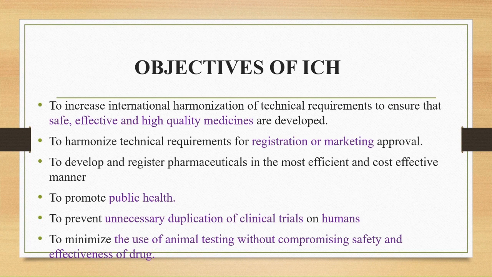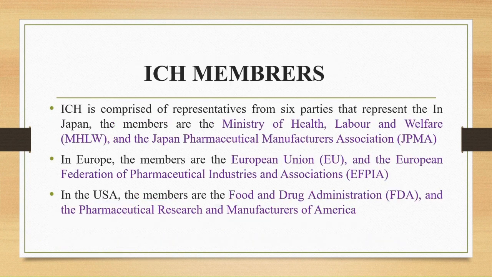Now we will see the objectives of ICH. To increase international harmonization of technical requirements to ensure that safe, effective and high quality medicines are developed. To harmonize the technical requirements for registration or marketing approval. To develop and register pharmaceuticals in the most efficient and cost-effective manner. To promote the public health. To prevent unnecessary duplications of clinical trials on humans. And also to minimize the use of animal testing without compromising safety and effectiveness of drugs.